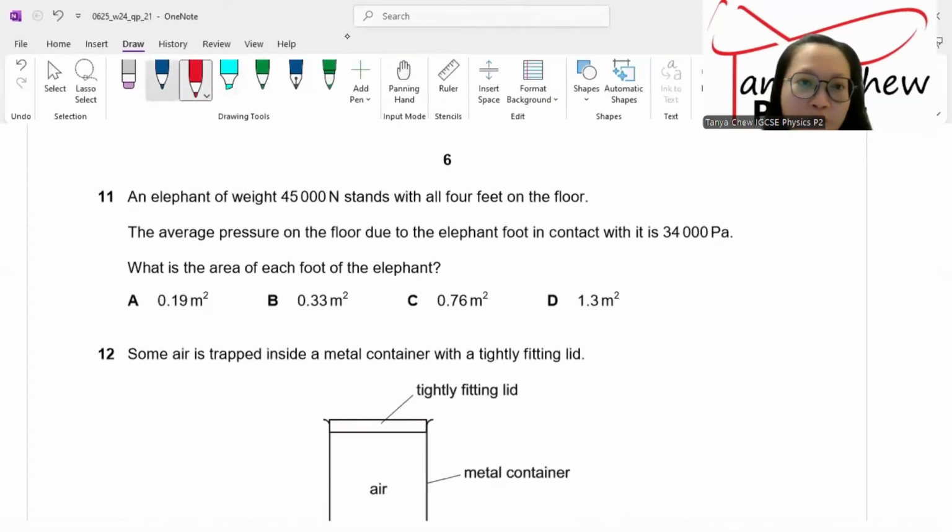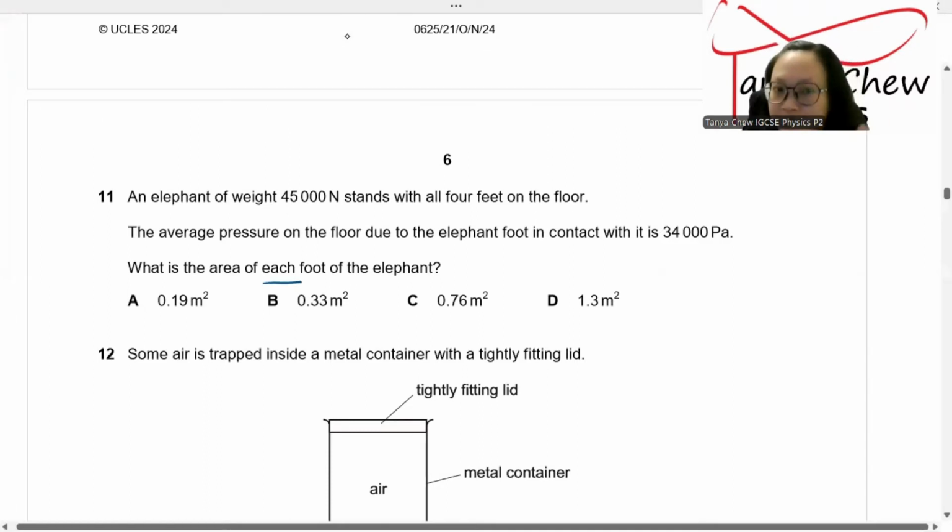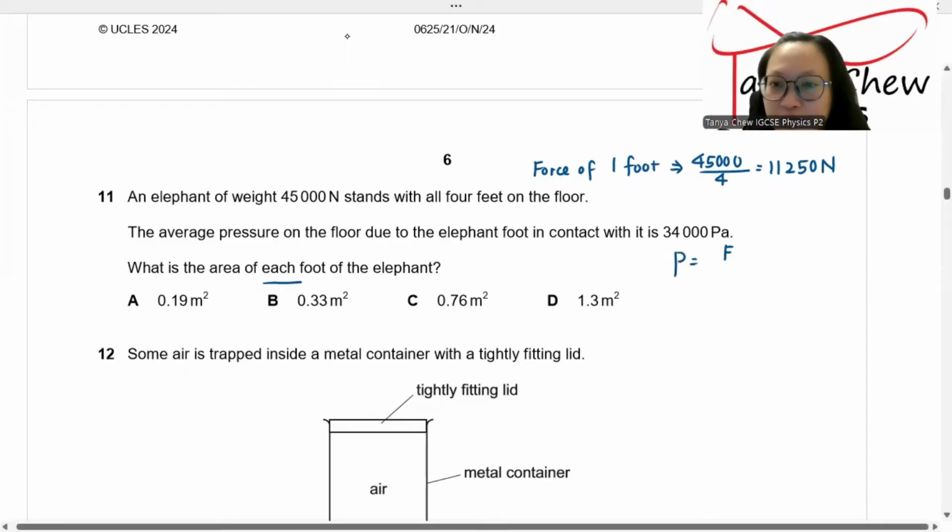Question number 11. An elephant of weight 45,000 newtons stands with all 4 feet on the floor. The average pressure on the floor due to the elephant's feet in contact with it is 34,000 pascals. What is the area of each foot? 4 feet is 45,000, so I need to find the force of 1 foot. So 45,000 divided by 4, and I get 11,250 newtons.